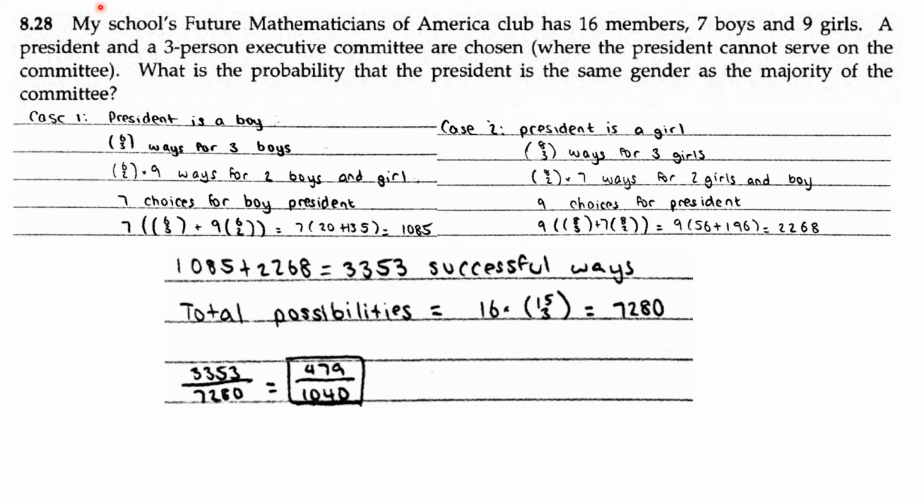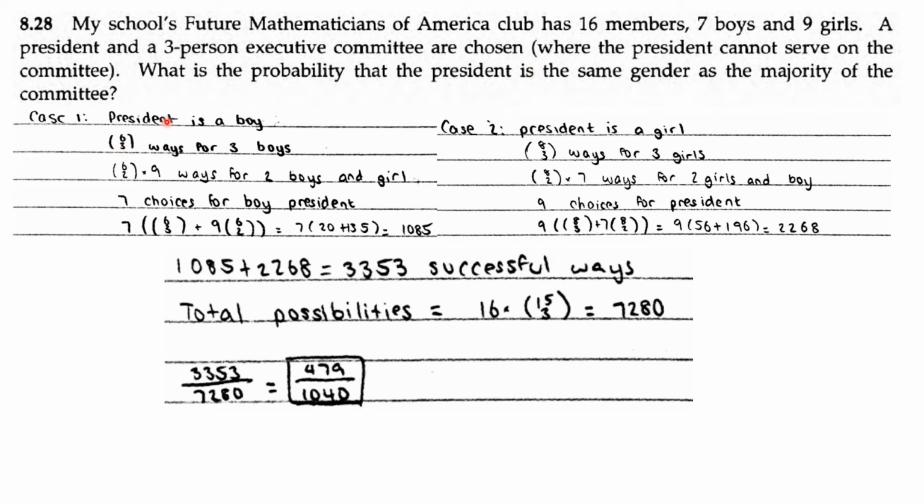AoPS counting and probability 8.28. My school's Future Mathematicians of America Club has 16 members, 7 boys and 9 girls. A president and a 3-person executive committee are chosen, where the president cannot serve on the committee. What is the probability that the president is the same gender as the majority of the committee?